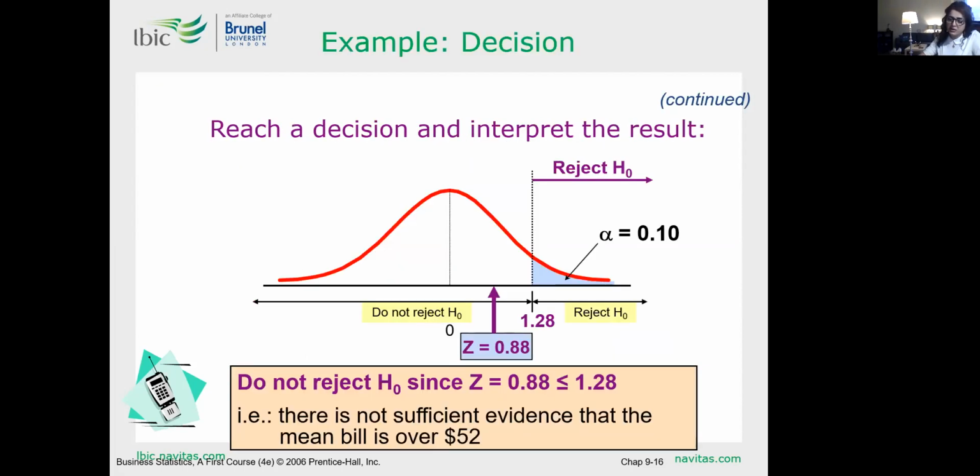If the actual z is less than or equal to the critical value, which is based on alpha or the confidence interval, then we say this value is not in the rejection region. So we can interpret at the end that there is not sufficient evidence that the mean bill is over 52. That is the conclusion we need to come to.